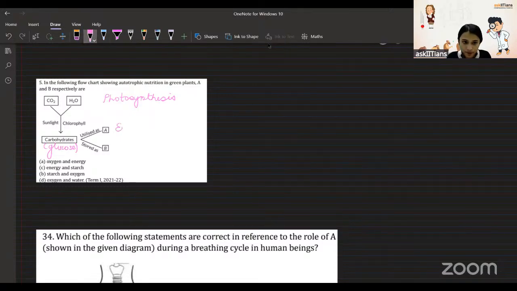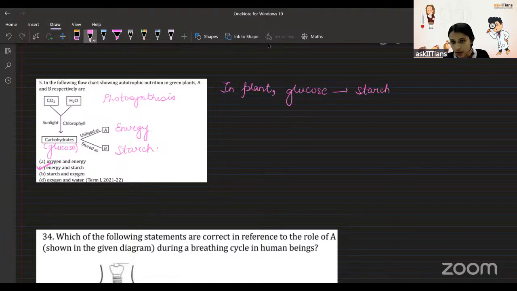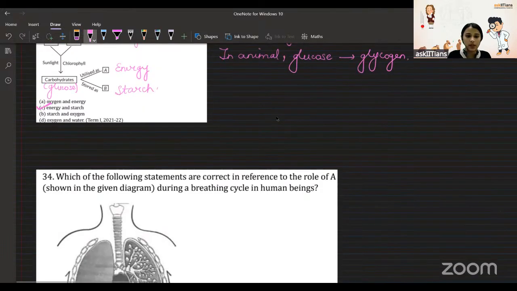And this glucose in plants is stored in the form of starch, right? So what will be your right answer? This C option. In plants, glucose is stored in the form of starch, and in animals, this glucose is stored in the form of glycogen. Okay. Now next question.